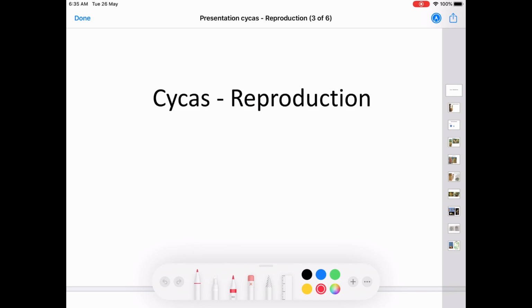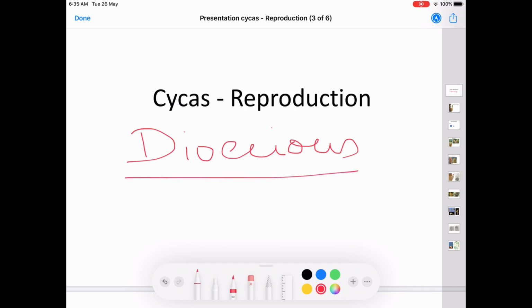Cycas is a dioecious plant, that is, the male and female reproductive organs are produced on different plants. The plant producing the male reproductive organ will be a male plant, and the plant producing the female reproductive organ will always be a female plant.